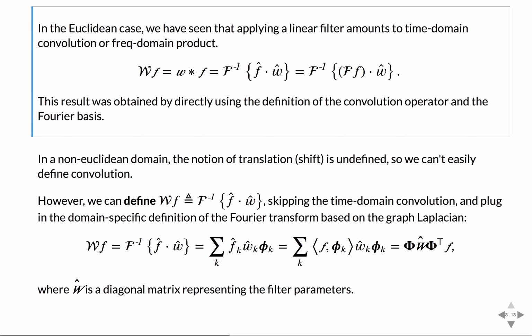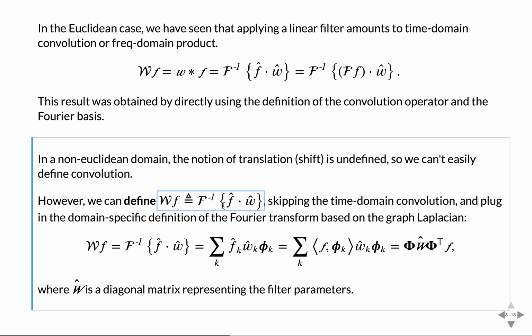So what we can do in the non-Euclidean domain, since we can't really define the convolution itself because we can't shift anything around, we can't use the shifted version of any filter. It's not defined how to shift something on a graph. So all we have to do is we just skip this part. We say that our operation on f is just defined as this part. Okay, so we define it as the inverse Fourier transform of the Fourier coefficients multiplied by the filter coefficients. So we just skip the part that's not defined and say that, okay, now we have a new definition for how to define an operation on a graph.